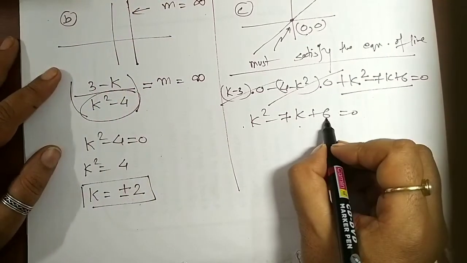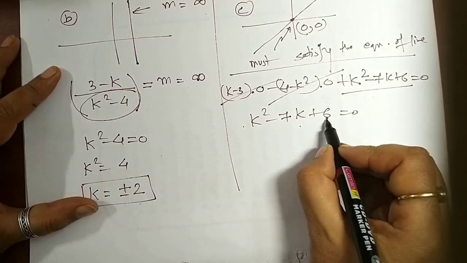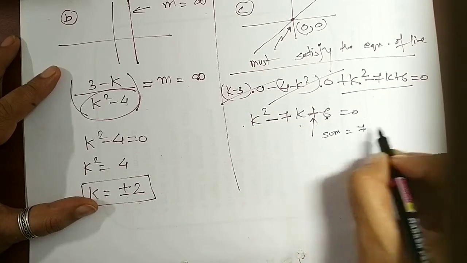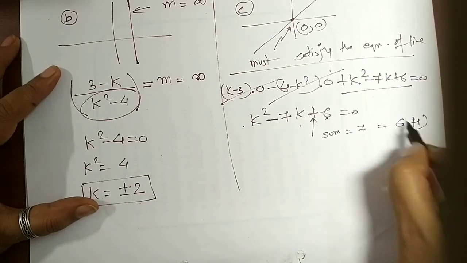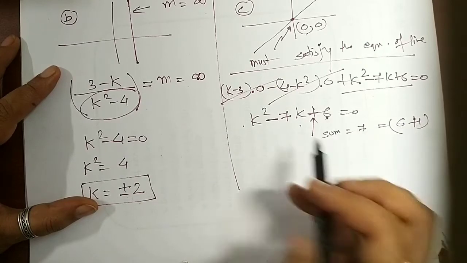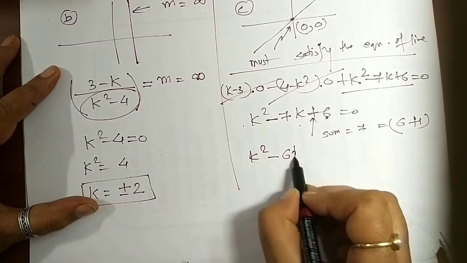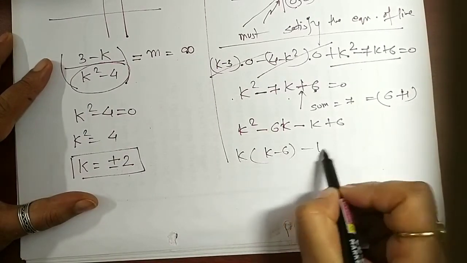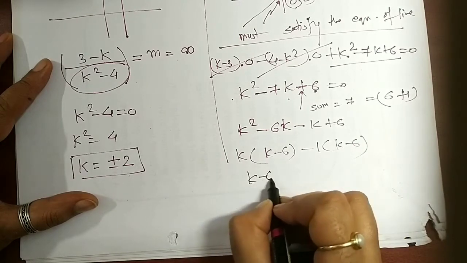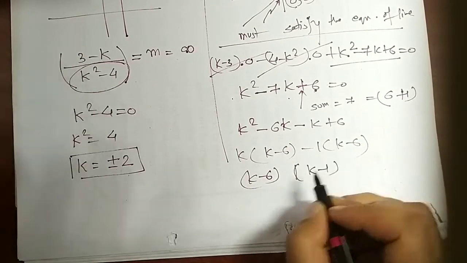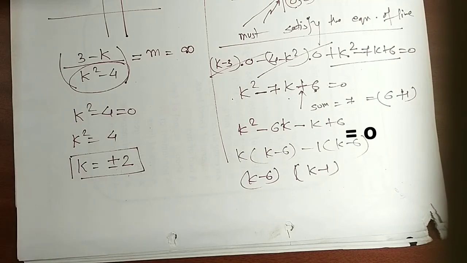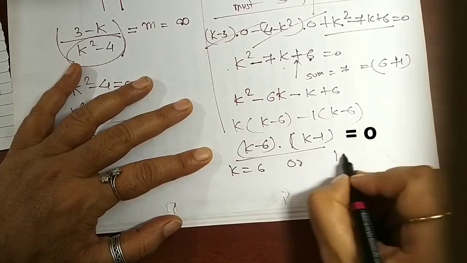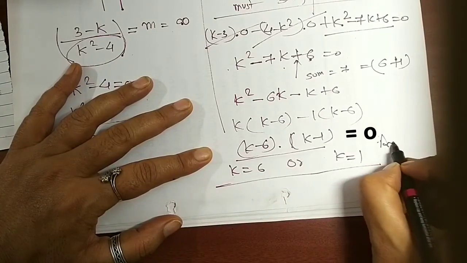Okay. So here 6 I have to factorize in order to get sum. If this is plus, the sum should be 7. So I am taking 6 plus 1 because 6 into 1 is 6. So k square minus 6k minus k plus 6. So here k common. So k minus 6, k minus 6. So it is k minus 6 and k minus 1. So if these are the factors, either k is 6 or k is 1. So this is my answer.